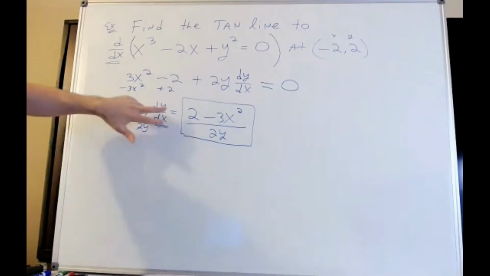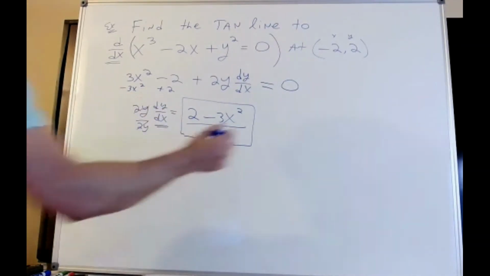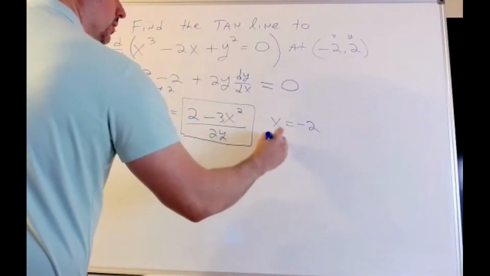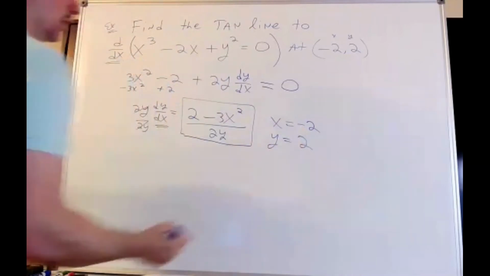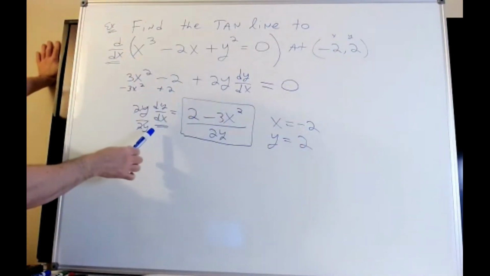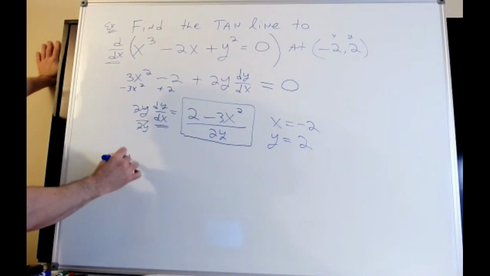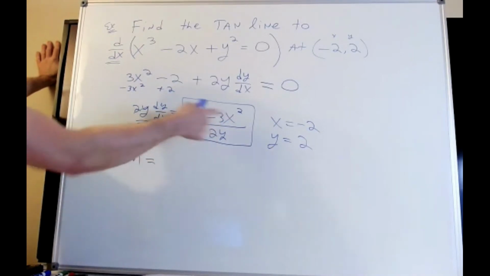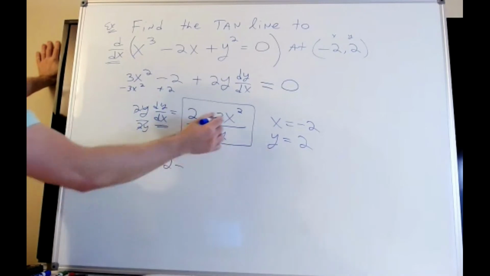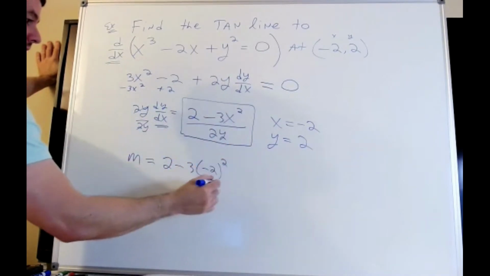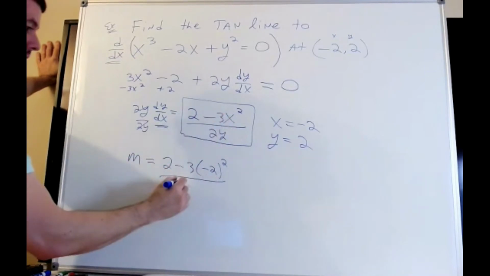Now, this is where you would normally be done. Unfortunately, you are not done. I have to plug in x is negative 2 and y is 2. Why? I need the slope of my tangent line. I need my m. So in order to get my m, everywhere I see an x, I put a negative 2, and everywhere I see y, I put 2.